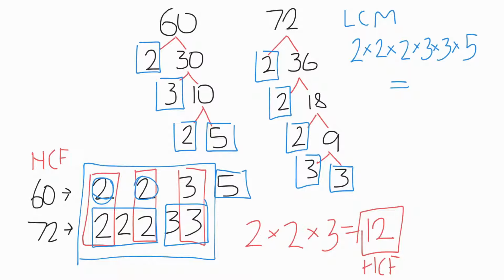3 times 5 is 15. 3 15's are 45. 2 times 45 is 90. 2 90's are 180. 2 180's are 360. So the lowest common multiple is 360, and both 60 and 72 will go into that.